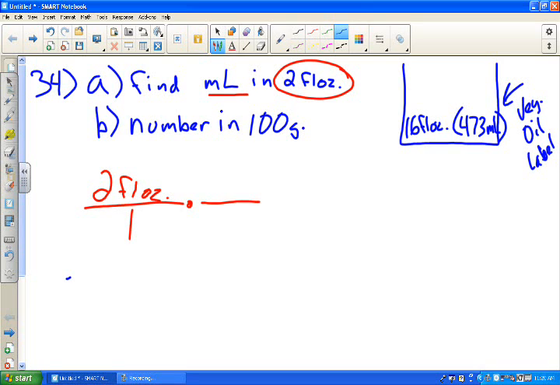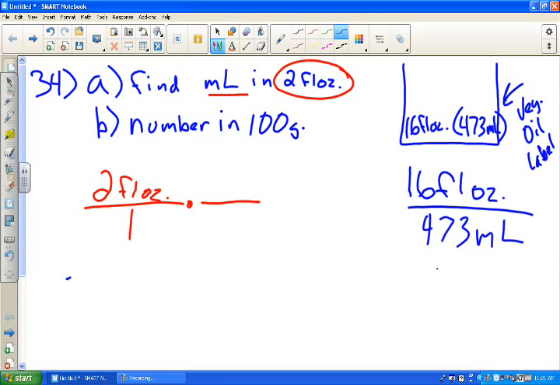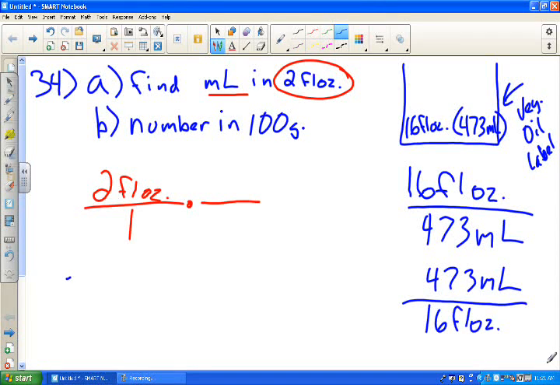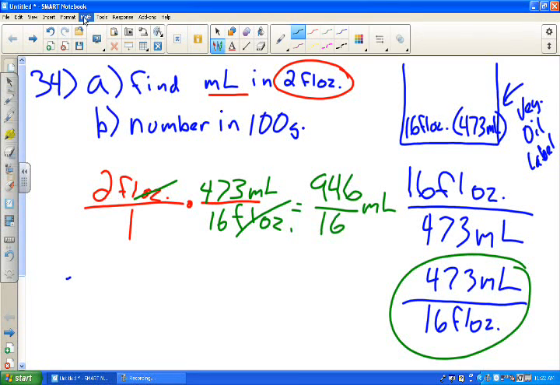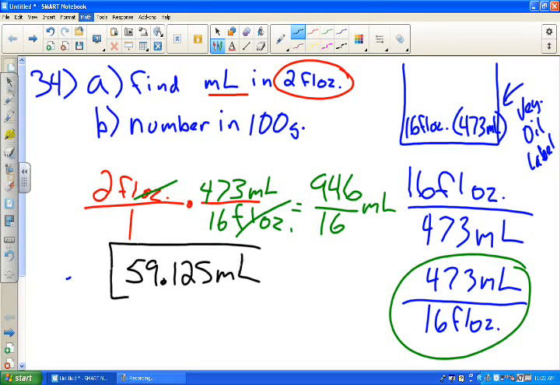So using that conversion, we know a couple of things. We know that there is a direct relationship between 16 fluid ounces and 473 milliliters, and we can represent that 2 ways. We're going to choose the second way because that allows us to cancel out the units of fluid ounces. Now we just multiply across the top, which is 946, and then divide by the bottom, which is going to end up with 59.125 milliliters. And milliliters is the only unit left over because the fluid ounces canceled.